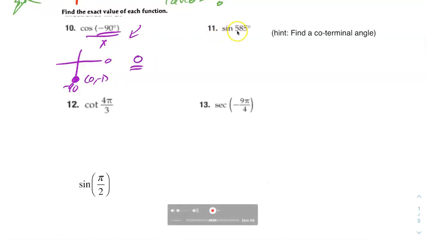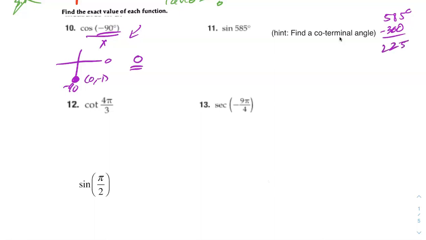Sine of 585. Now, if I give you a little hint here, find a coterminal angle. You could do this directly, but it's a lot easier to find a coterminal angle. So let's just subtract 360. So I get 225. So let's find 225. 0, 180, 270. 225 is in here somewhere.